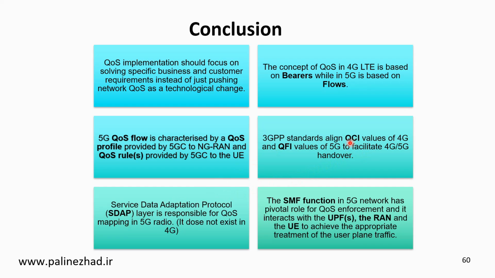For example, for voice traffic, we had 1 in QCI and QFI. It was again 1. The Service Data Adaptation Protocol, SDAP layer, is responsible for QoS mapping and also marking in 5G radio and also for reflective QoS. It does not exist in 4G. The SMF function in the 5G network has a pivotal role for QoS enforcement, and it interacts with the UPFs, the RAN and UE to achieve the appropriate treatment of the user plane traffic. These were just some notes, not to conclude, but to summarize the course.